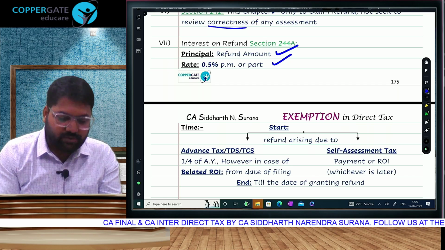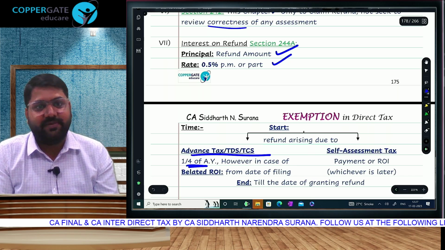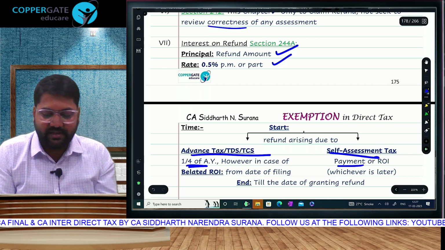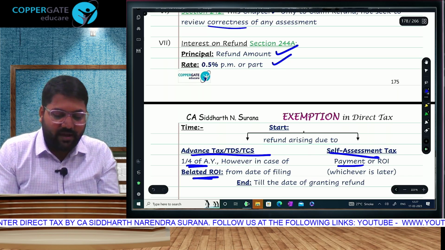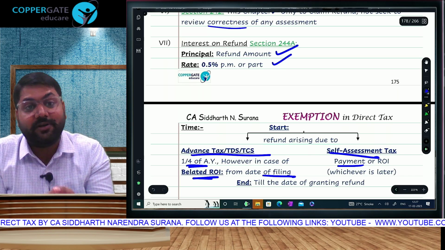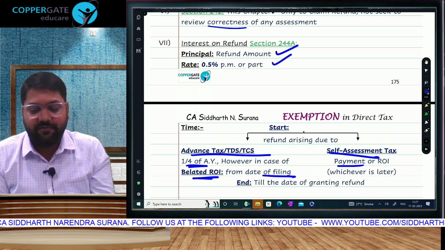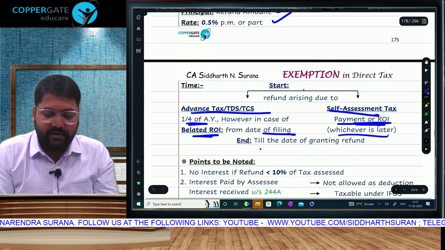In that also, if the refund is due to advance tax, TDS, TCS, then from the first day of the assessment year. They will take the full year, but start from the first day. And if it is self-assessment tax, then from the date of payment. And in that also, again, if you file belated ROI, then from the date of filing. That is, if you file your return on time, you get interest from 1st April. And if you file your return late, then from the date of filing. And for self-assessment tax, payment or ROI, whichever is later, till which date?